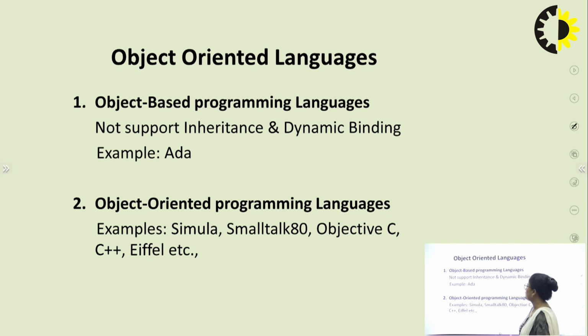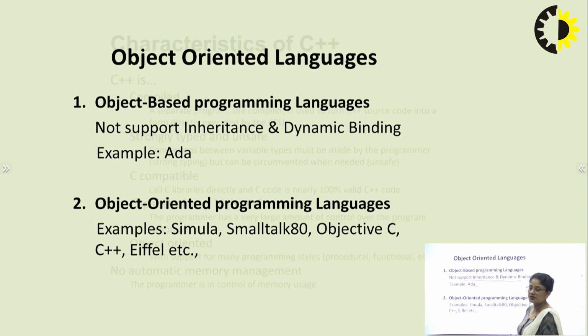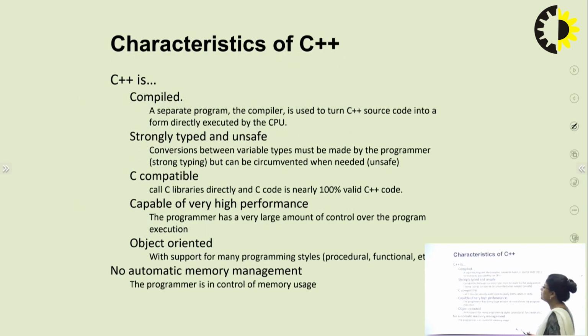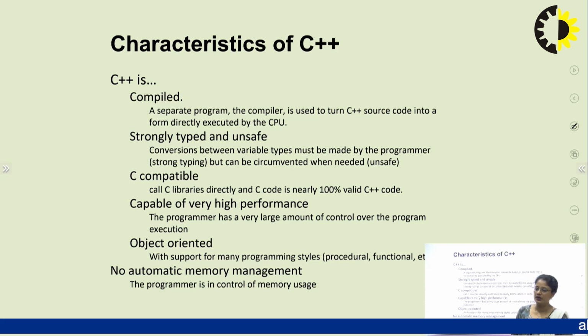Of some of the languages, we can say there are languages like Ada, which doesn't actually support inheritance or dynamic binding. We have languages like C++, Objective-C, Simula, etc., which comparatively support inheritance. Now there are various languages which support object-oriented programming, like C++, we have Python, we have Java in today's world, which people use nowadays.